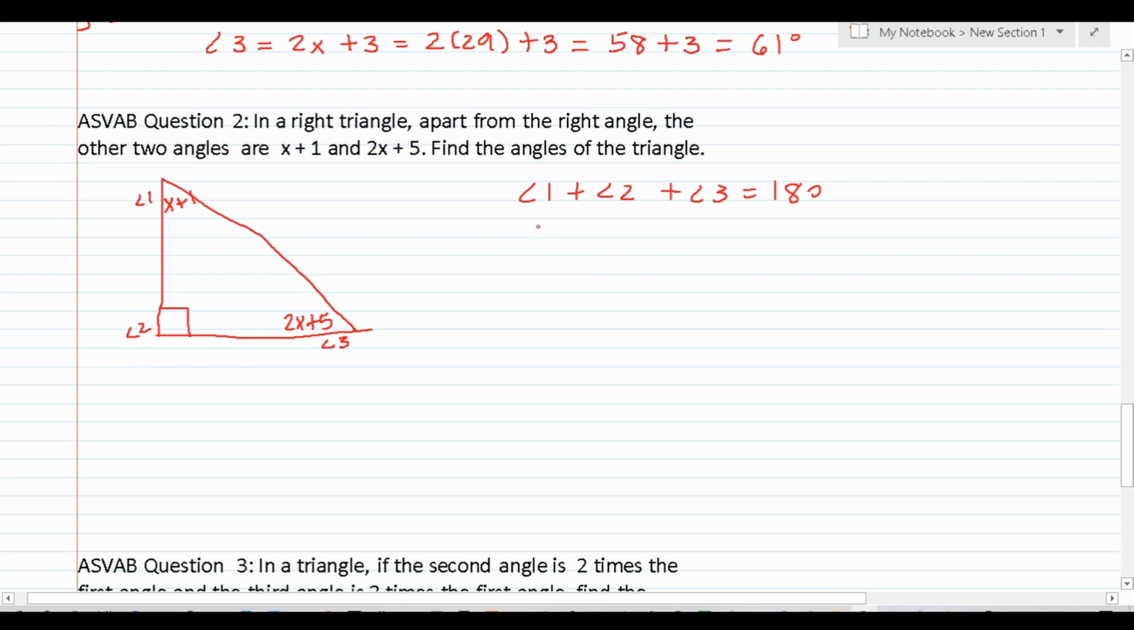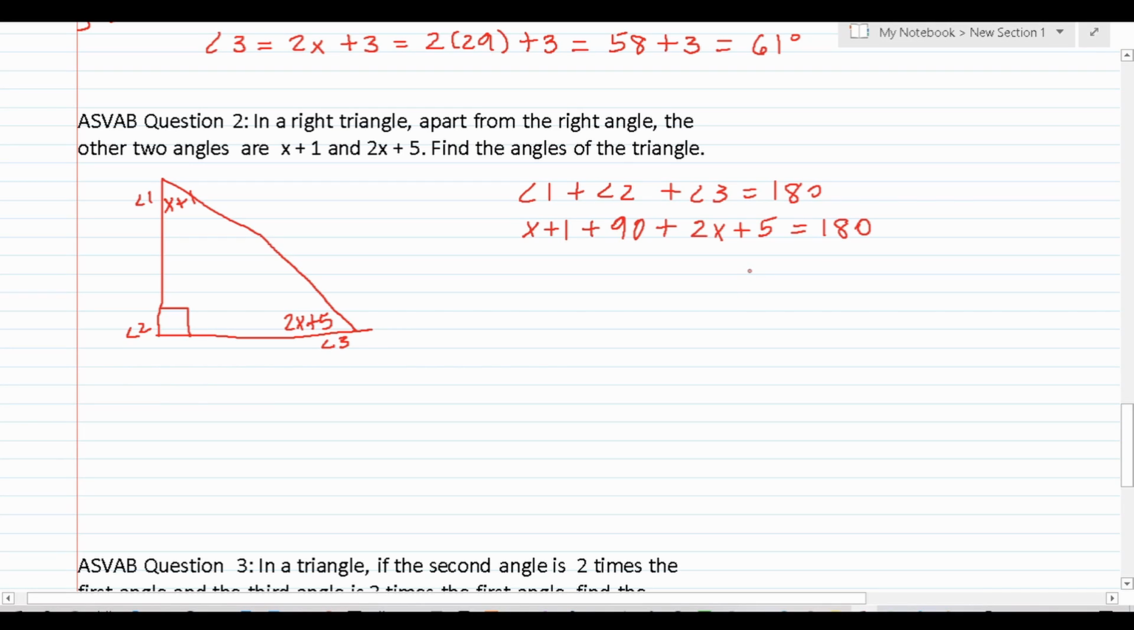Again, I said angle 1 was x plus 1, so let's go ahead and write that in place of angle 1. Again, that's plus angle 2. As I mentioned, this symbol indicates that this is 90 degrees, so we'll go ahead and write 90 right there. Plus angle 3, which we were told is 2x plus 5. And again, that all equals 180 degrees.